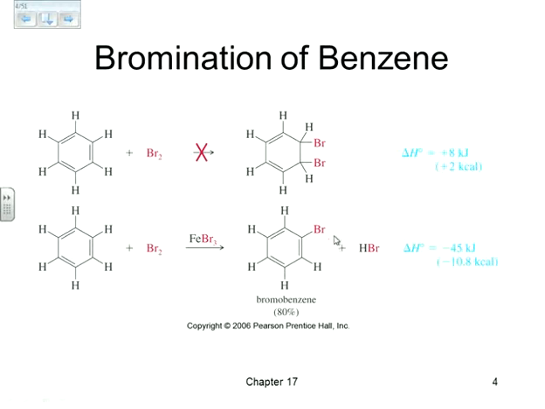I add a bromine, okay? And do you see at the end, I still reform benzene. I don't add two bromines, okay? I'll add one bromine and reform benzene. And that'll happen every single time. So you're only adding one bromine to benzene in every one of your reactions. Never two, unless you start off with one. But you're only adding one at a time.